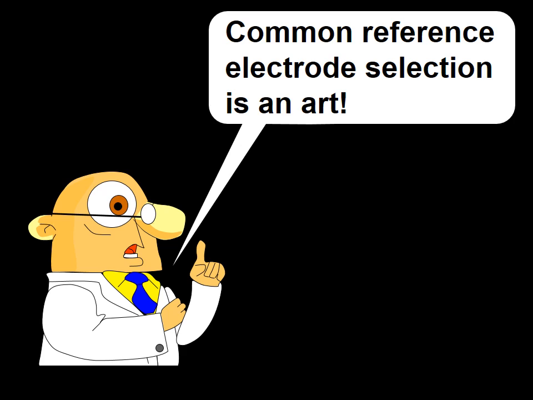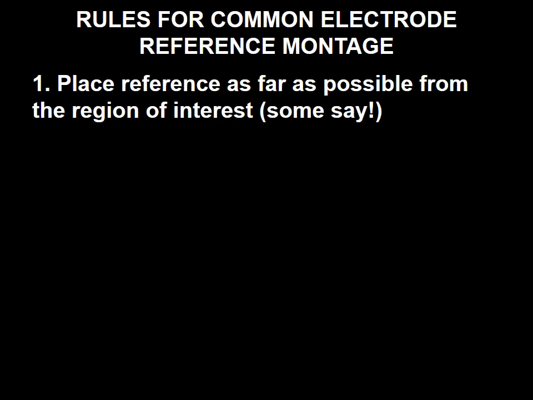The decision to use one electrode as the common reference electrode hinges on many factors and on personal preference. But there are some commonly accepted rules that help decide where to place the common reference electrode. I will list these rules in the following frames. Number 1, place reference as far as possible from the region of interest. Not everyone agrees with this rule, but as a whole, it works most of the time.